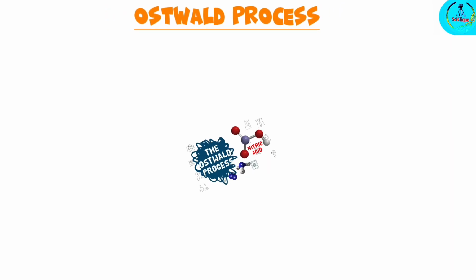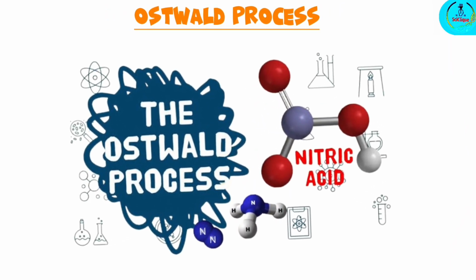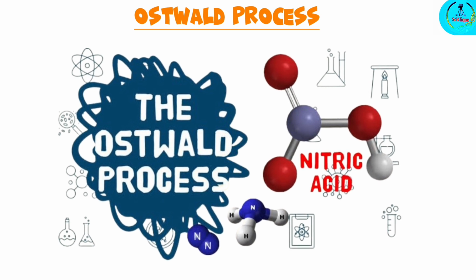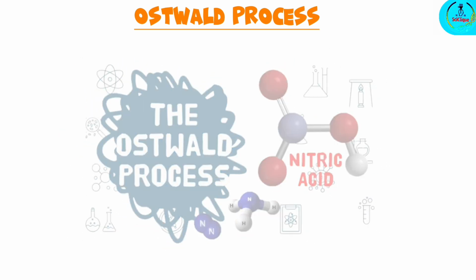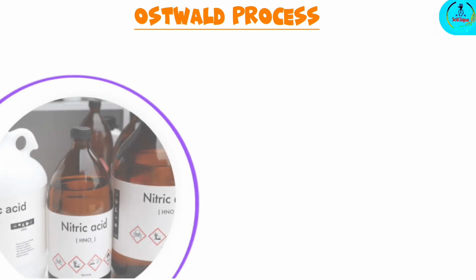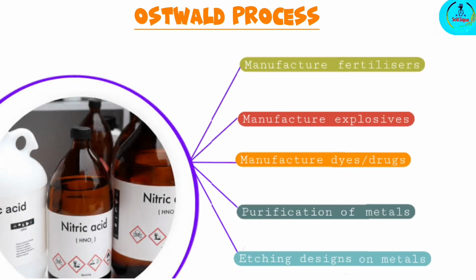Let us discuss the Ostwald process. So this is an industrial method that is used for the large-scale production of nitric acid. Now, nitric acid is a very important component in the manufacture of fertilizers, explosives, and many other chemical products.